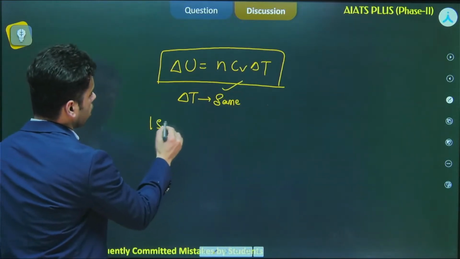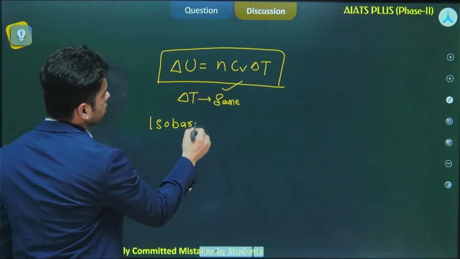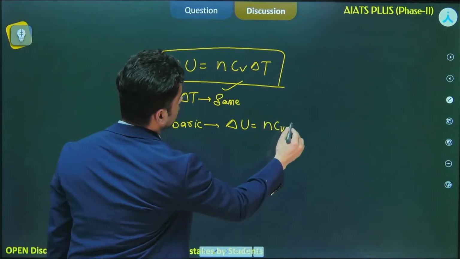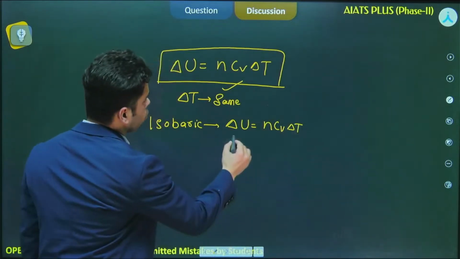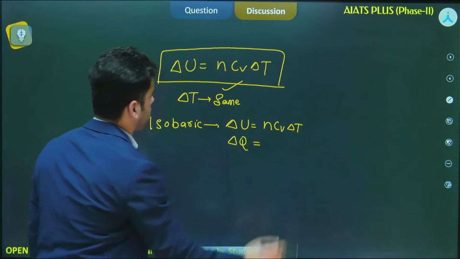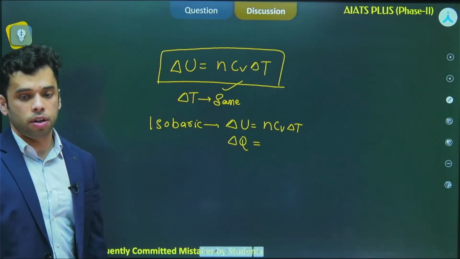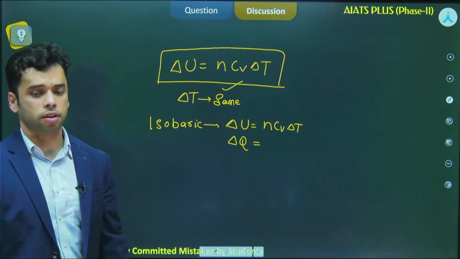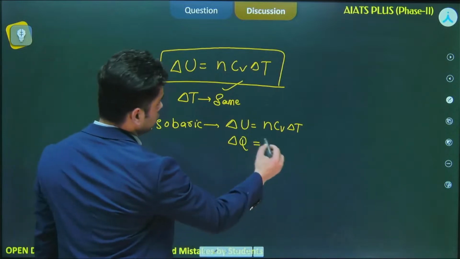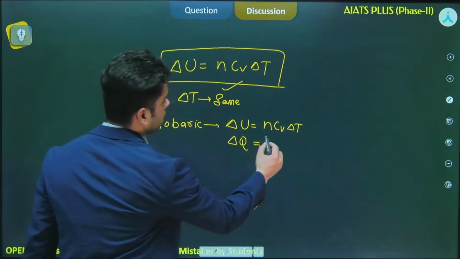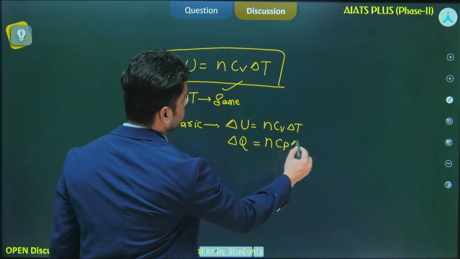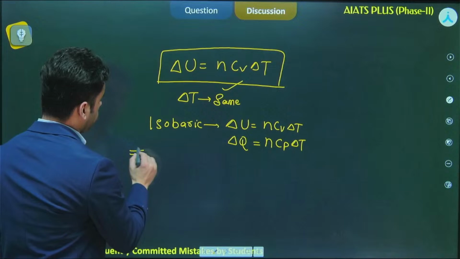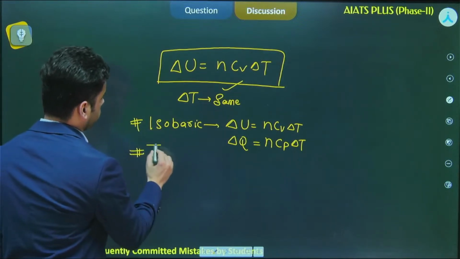So for the isobaric process, delta U will be equal to nCv delta T. And what should be delta Q? Delta Q for the isobaric process will be equal to nCp delta T. Right. Let's talk about isochoric.